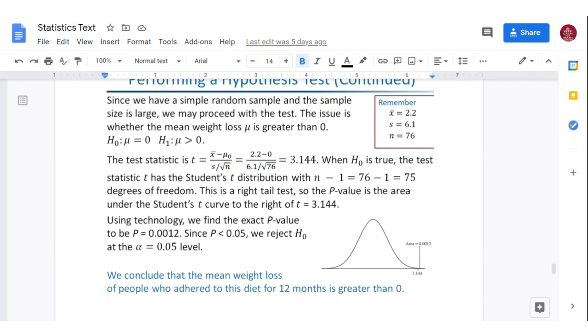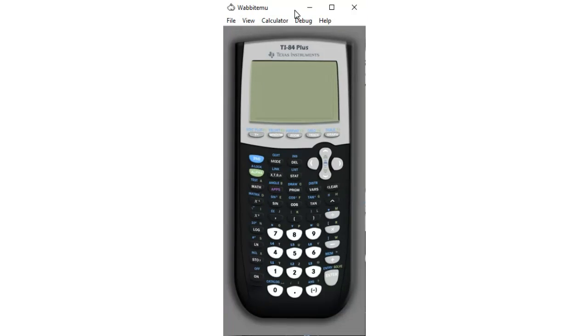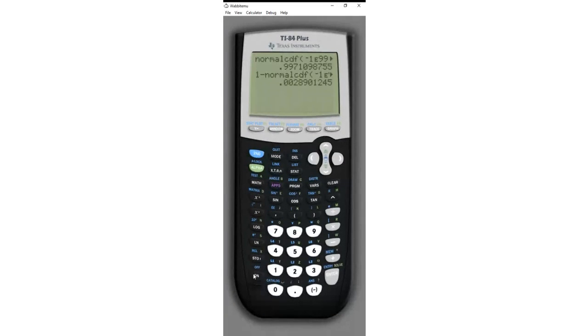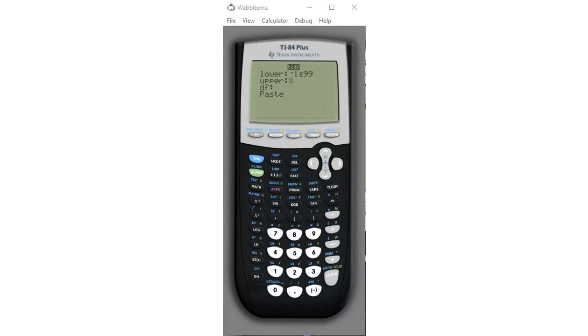So what we're going to do is, and I'll just show you on the calculator, they're telling you how they do it. But we have n minus 1, so 76 minus 1, so 75. So we're going to do it with just the plain old p-value here. All right, so what was it? I forgot what it was. Pretty high one, 3.144.